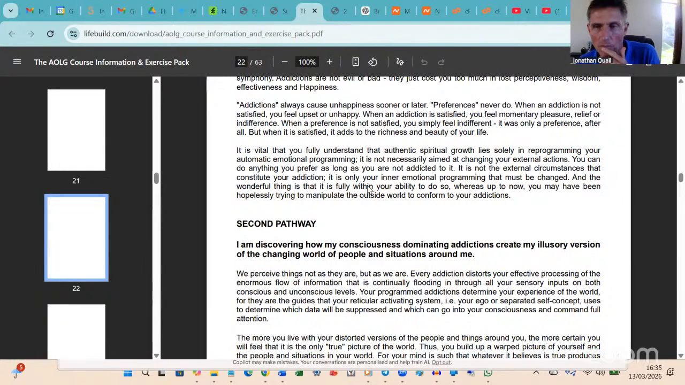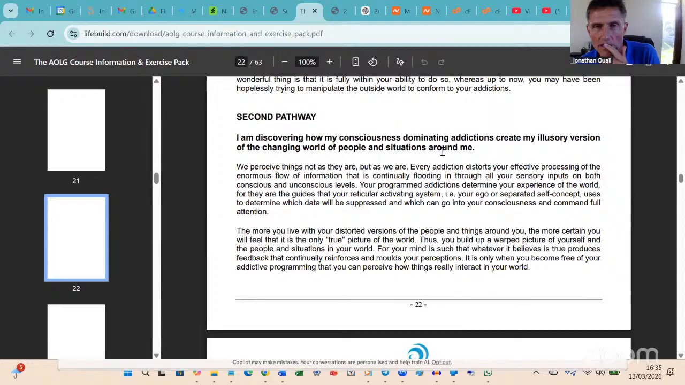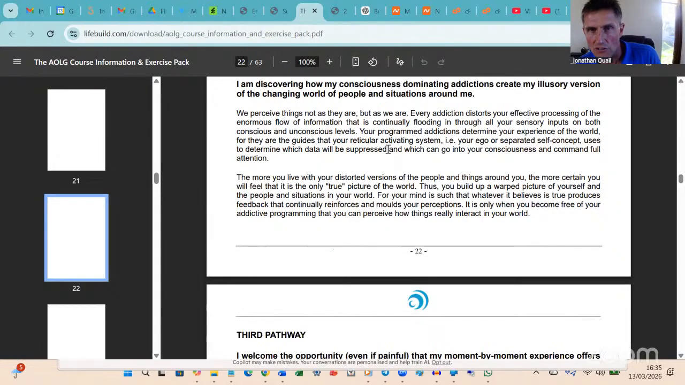Okay, and then second pathway, I'm discovering how my consciousness dominating addictions create my illusory version of the changing world of people and situations around me. Okay, so this is about observing what's happening around you and how these addictions affect that. So Elaine, if you want to read that, number 2, we perceive things not as they are, but as we are.